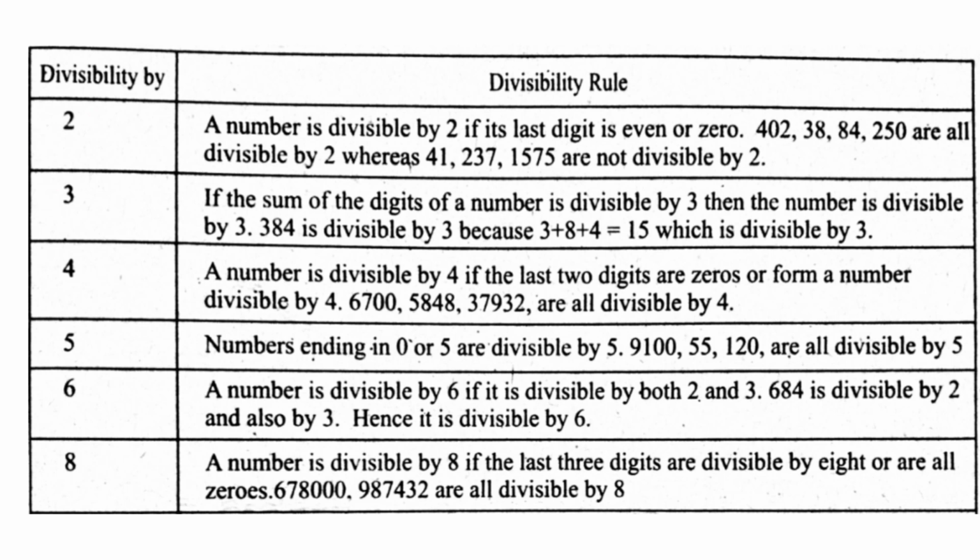So for 2, the divisibility rule says that a number is divisible by 2 if the last digit of the number is even or zero. In these four numbers, the last digit is 2, 8, 4, and 0. In the first three numbers the last digit is an even number, and in 250 we have a zero at the last place. So all these numbers are divisible by 2.